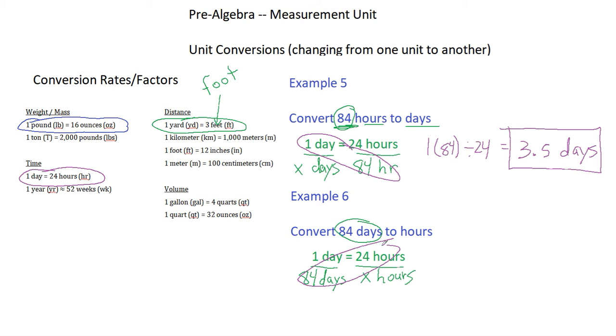And once again, once I've got that proportion, the rest of it is pretty simple. Cross multiply and divide. We're going to multiply the 84 times 24, or 24 times 84, and we're going to divide by that 1. And when we do that, I believe this is going to be a little bit bigger number: 2016. And that would be 2016 hours. That's what we have there.